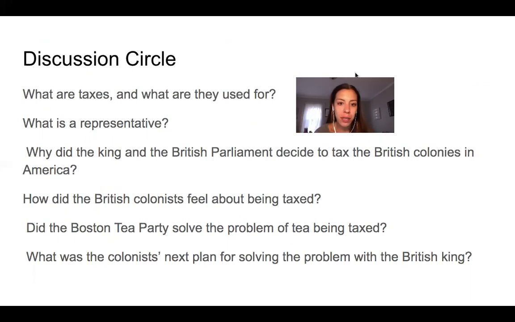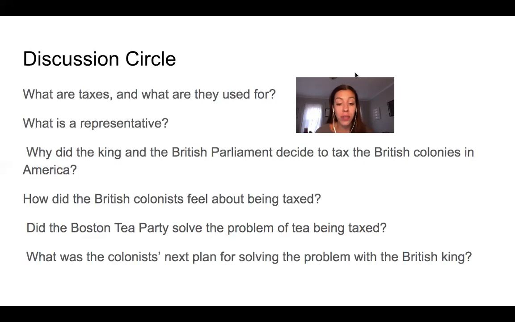Why did the king and the British Parliament decide to tax the British colonies in America? The reason why there were taxes was because the king and British Parliament needed more money. They lost a lot of money when they were supporting the colonies. And if they wanted to have all of the tea and all of the protection and all of the soldiers and all of the new stuff, they needed to tax the colonists.